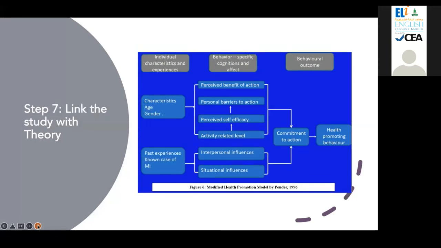Now, this is step number 7, and in my opinion, step number 7 is the most important step, which is linking the study to your theory. And if you can see here, it's the same visual model, but here the researcher added the variables of the research, which in this case are age and gender and their characteristics, and under past experiences, the known case of myocardial infarction. So you relate your variables directly to the theoretical framework, showing how it actually relates.